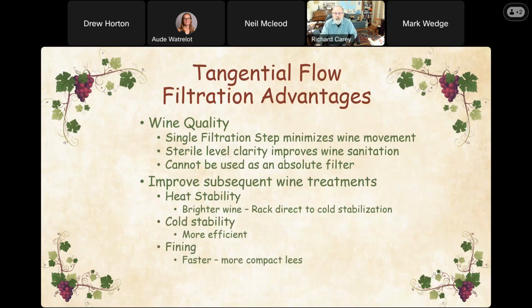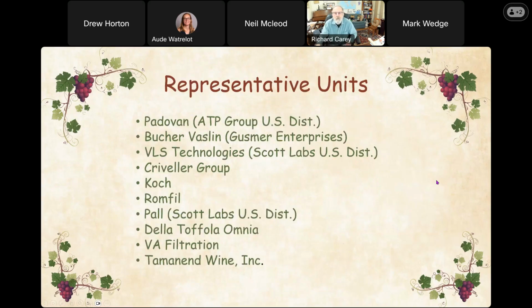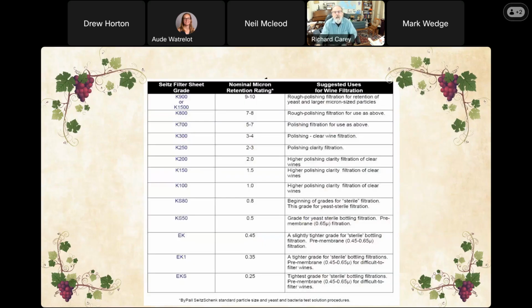Your fining is also faster with more compact lees, because you're not having the extra little bits of solids in there that slow the fining down. These are some of the representative units that we're going to be talking about. We'll see some of these later on. This is just a brief lead into that.